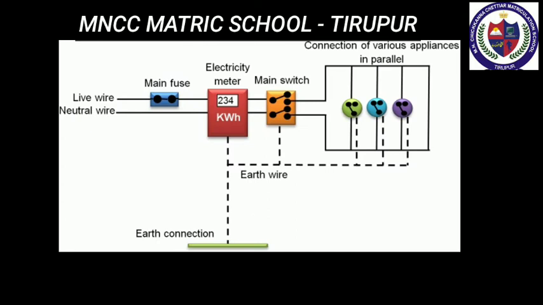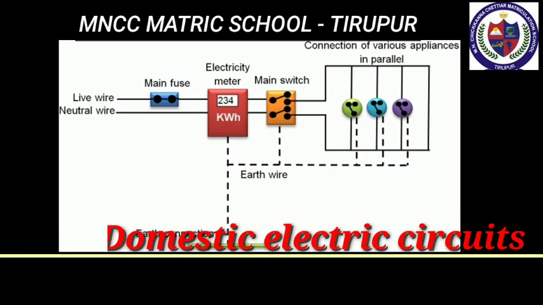Next we move to domestic electric circuits. First we learn consumption of electrical energy. Electricity is consumed both in houses and industries. Consumption of electricity is based on two factors. First one, amount of electric power, and second one, duration of usage. Electrical energy consumed is taken as the product of electric power and time of usage. Consumption of electric energy is measured and expressed in watt-hour. Its SI unit is watt second.